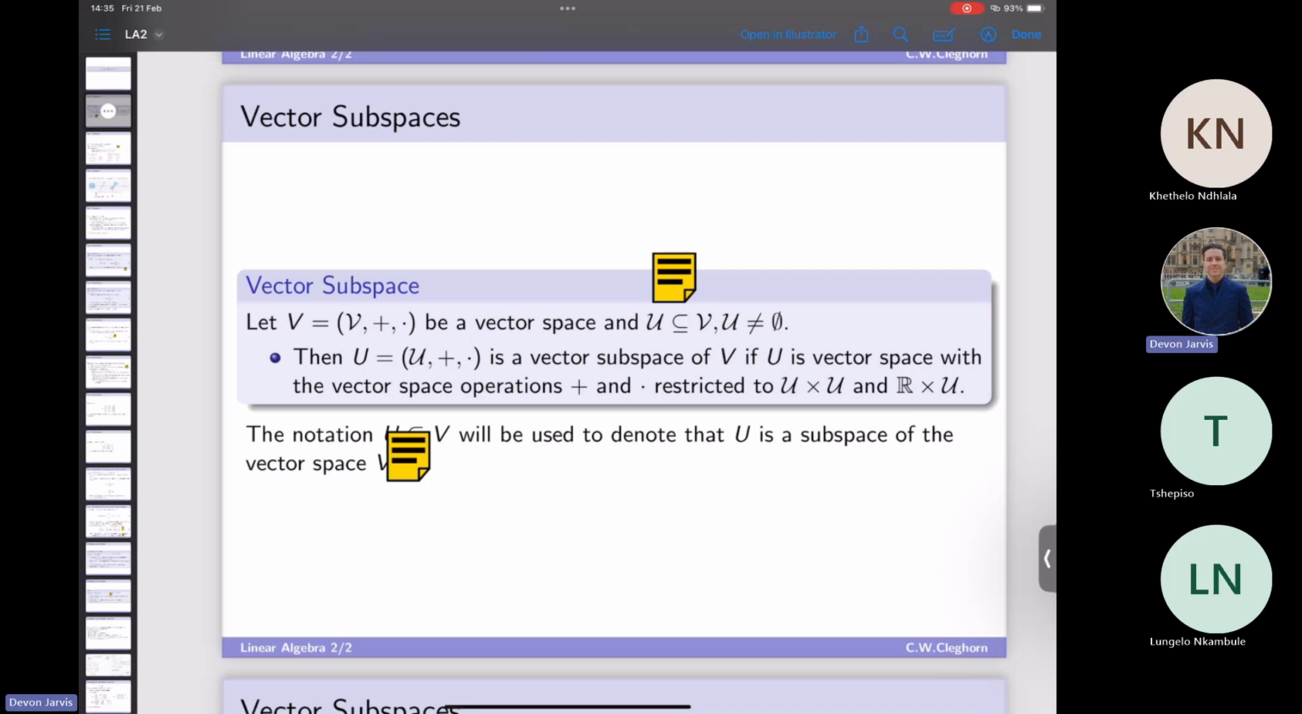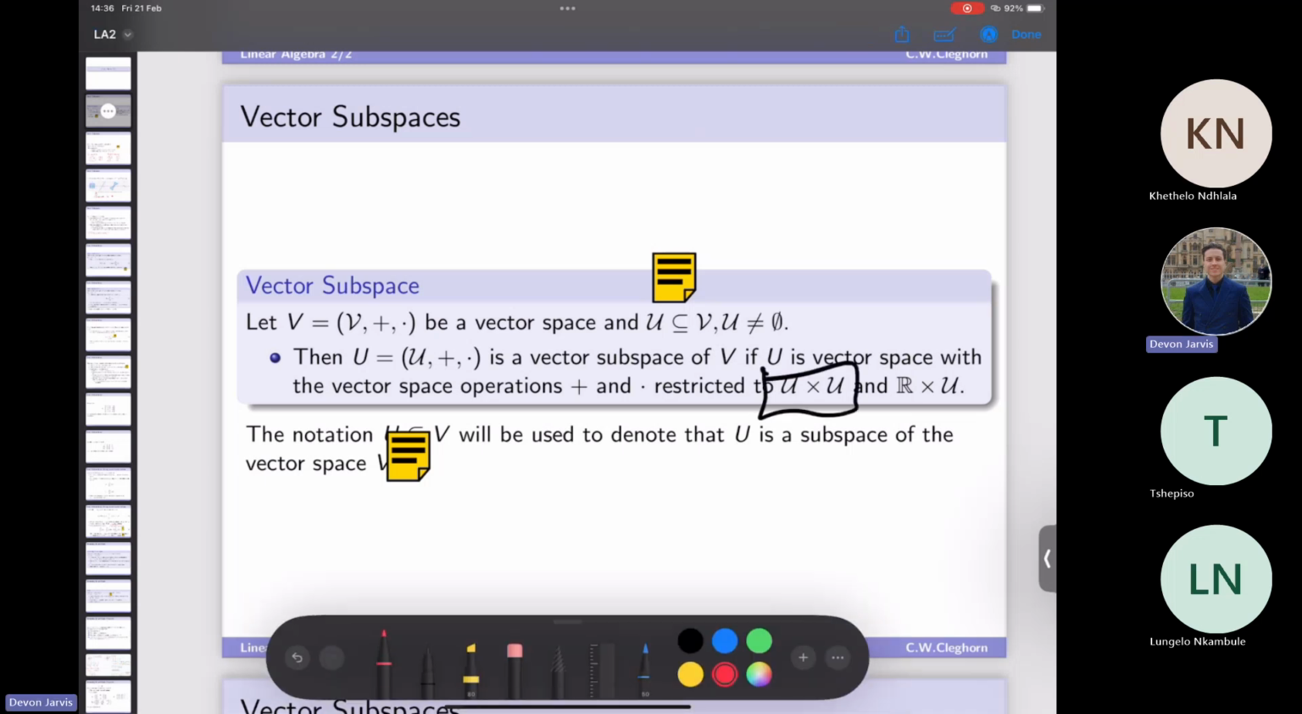So we've just defined this vector space. Let V be, again, the set of n-dimensional numbers with these two inner and outer operators on them. Okay. Then U is a vector subspace of V if U is a vector space in its own right, if U is a vector space with the vector space operators restricted to the smaller set that is now within V, right? So it needs to be well defined within its own.